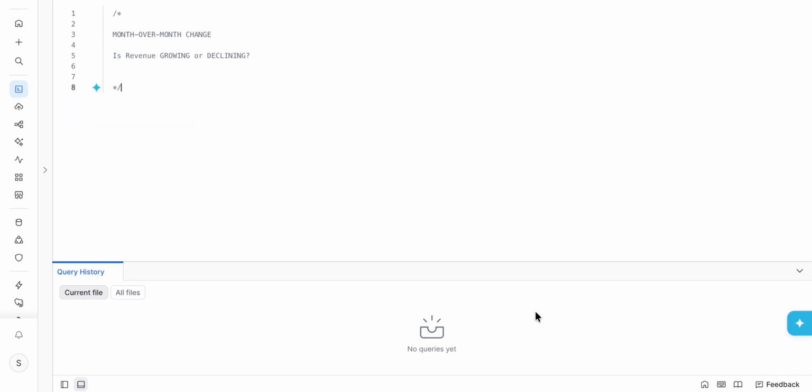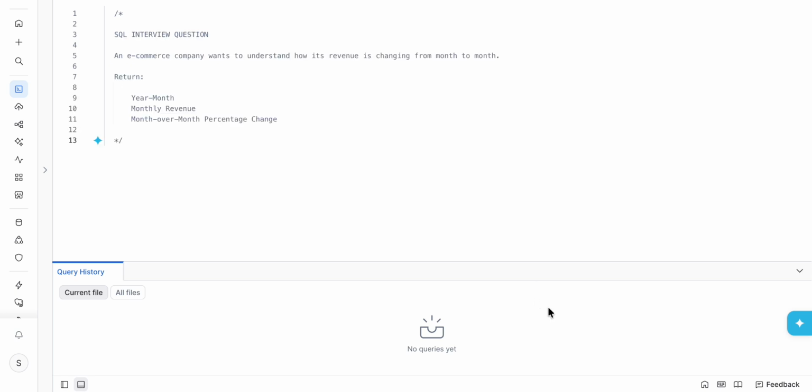Today, we are going to solve a very common analytics problem, month over month percentage change. Businesses don't just want to know how much revenue they generated. They also want to know whether revenue increased or decreased compared with the previous month. And although we are using revenue today, this same SQL pattern can be used for orders, active users, subscribers, expenses, website traffic, and many other business metrics.